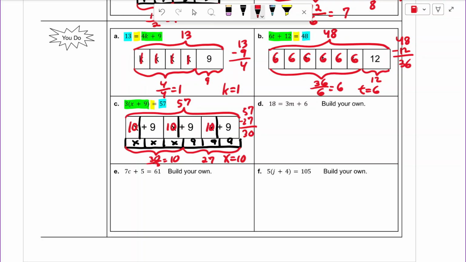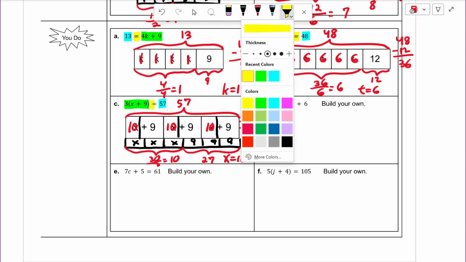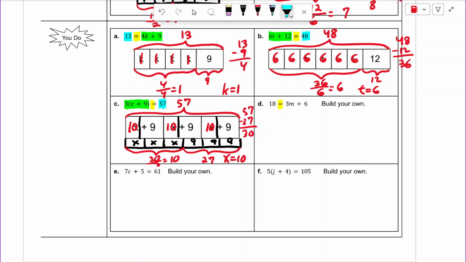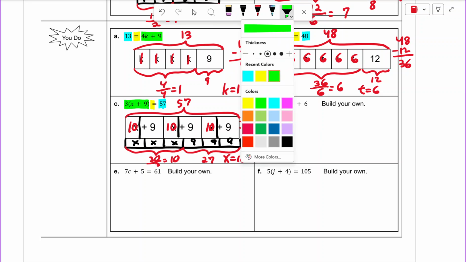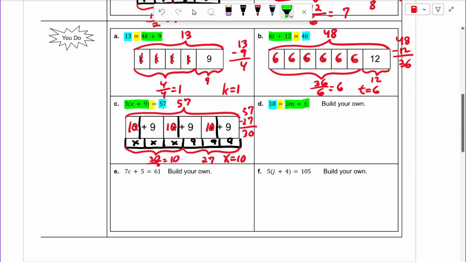All right, now it's a build your own. So we will do this one together, and then you'll do the next two on your own. Okay, so what you'll do here is you'll still paint things up. We have the equal sign, and the number that it's all equal to is 18, and then we have the other side where the variable is. Now the variable's on the right side again, which should not bother you.